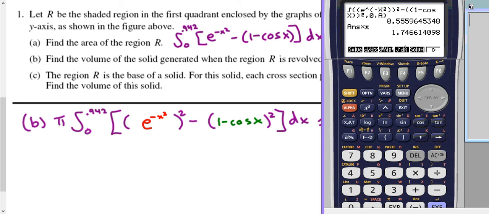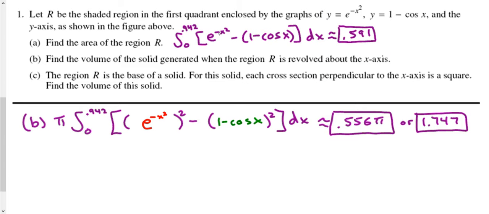Okay, so those are two things that we've gone over. Right, how to find the area between two curves, how to find the volume of a solid of revolution. The new thing we're going to do in this video is find volume given a known cross-section. So the region R is going to be the base of a solid. And for that solid, each cross-section perpendicular to the x-axis is going to be a square. We want to find the volume of that solid.